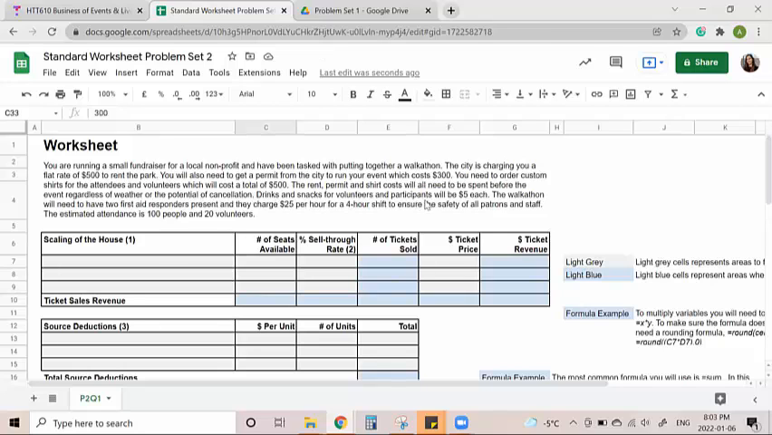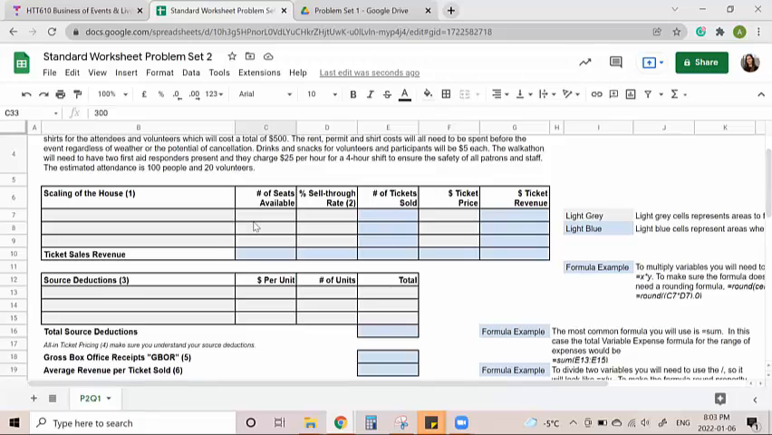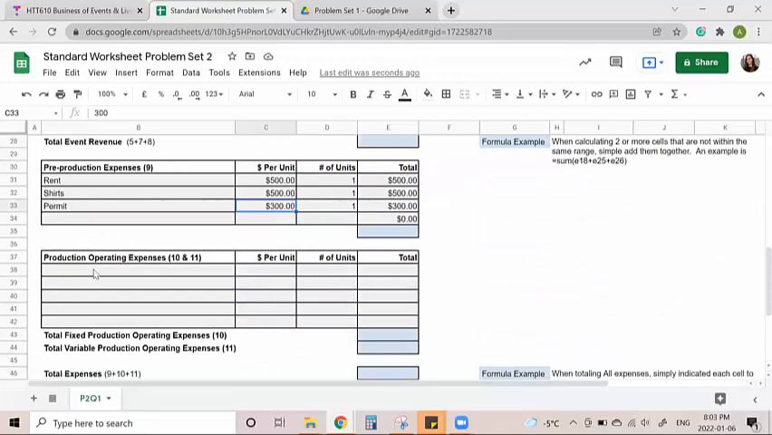Drinks and snacks for the volunteers and participants will be $5 each. The walkathon will need to have 2 first aid responders present, and they charge $25 per hour for 4-hour shifts to ensure the safety of all patrons and staff. The estimated attendance is 100 people and 20 volunteers. So since the drinks and snacks are $5 each, with a total of 120 people between the attendees and the volunteers, we can add that in as a day of the event as an operation expense.